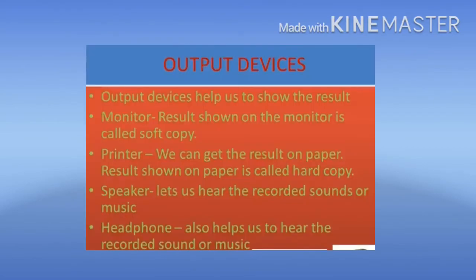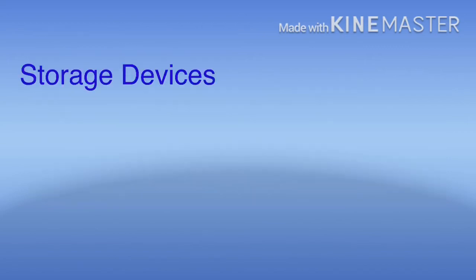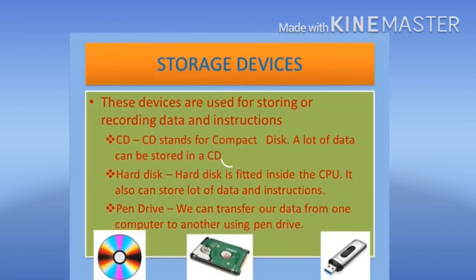The second type of computer hardware is output devices. The output devices are used to see the results of the computer processing. The monitor and the printer are the most commonly used output devices. Speakers and headphones are also output devices that help us to listen to the music and other types of sounds.